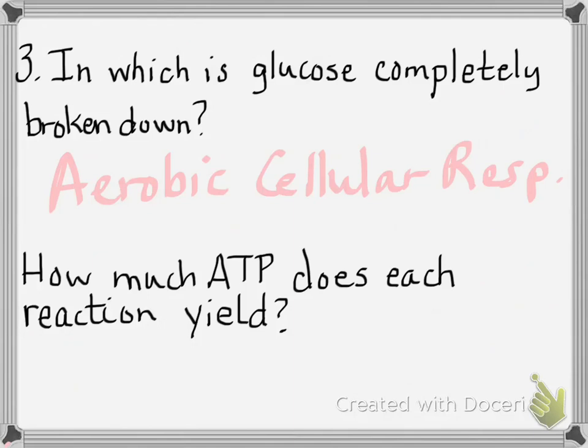Okay, you are going to have to know this. How much ATP does each reaction yield? You have to know 38 for aerobic. And then what about the anaerobic ones? 2. Just 2. Got to know that. Just 2.